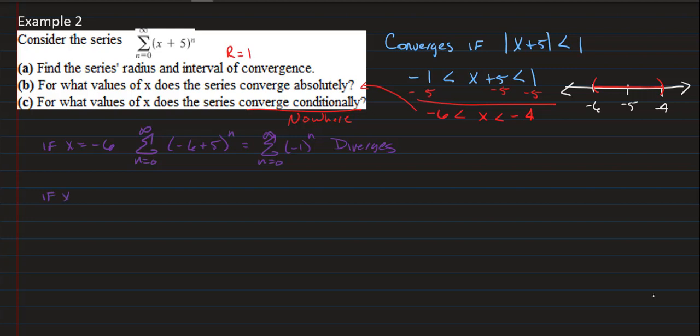And if x is equal to -4, we would have the series n equals 0 to infinity of -4 plus 5 raised to a power of n, and that's just the series n equals 0 to infinity of 1 raised to a power of n, and that's equal to infinity, so it also diverges. So the series does not converge conditionally anywhere. It converges absolutely on this range of values.